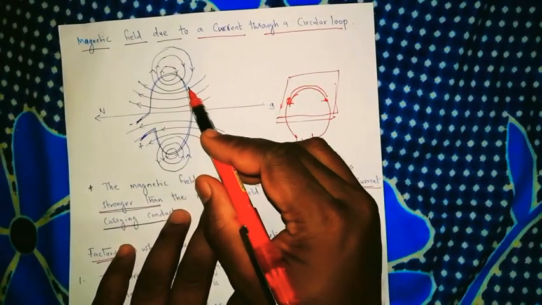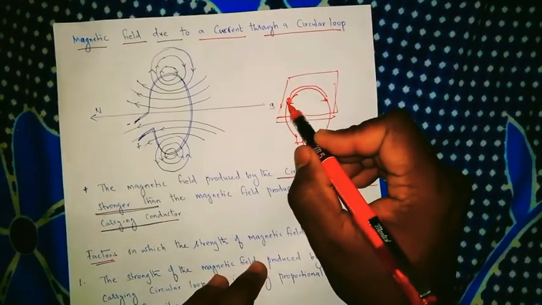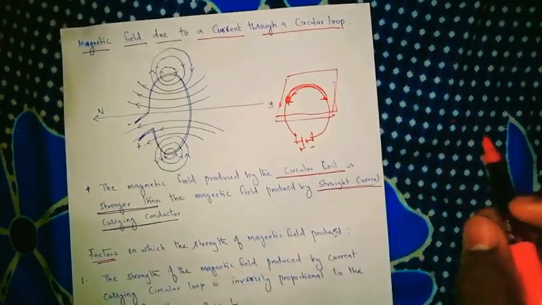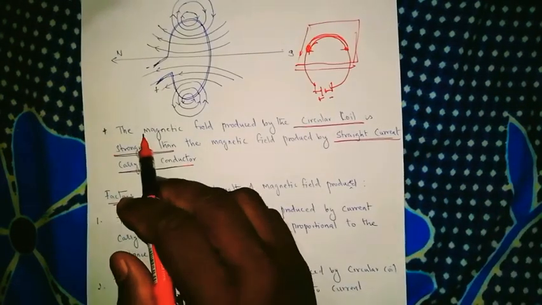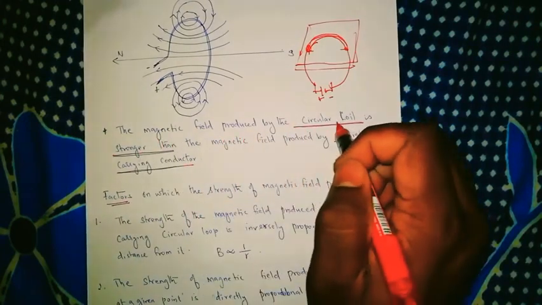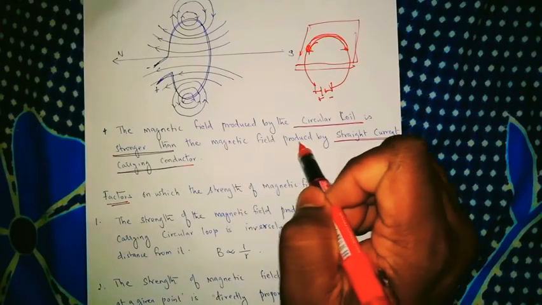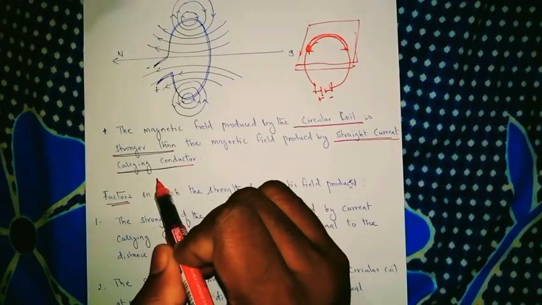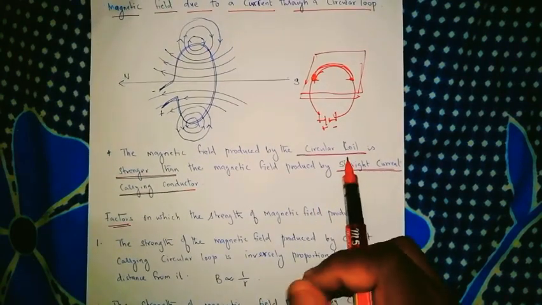Okay, it is given in your book also, page number 229, right? It looks like that. Suppose there is a curved loop, how are the field lines formed? So that is what we are going to learn now. The magnetic field produced by this circular coil is always stronger than the magnetic field produced by a straight current carrying conductor. So how does it form?